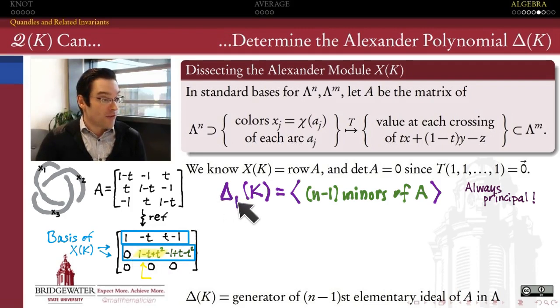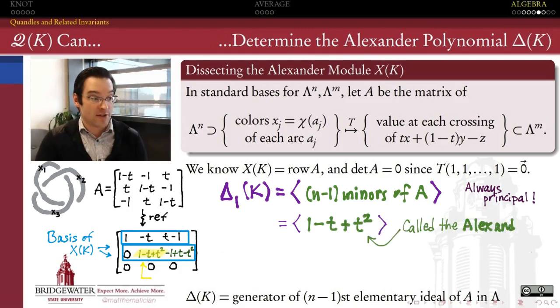So we call the first elementary ideal of this module the ideal that's generated by the n minus 1 by n minus 1 minors of this matrix. And that ideal is always principal, which is what I was saying a second ago. Every element is a multiple of one single generator. And that generator, up to a normalization constant, is called the Alexander polynomial.